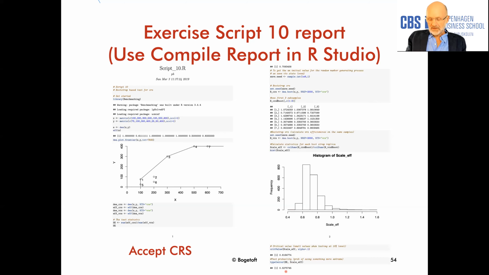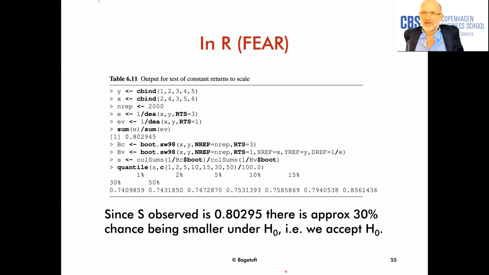I just want to say, because I referred to this alternative package called FEAR that you can acquire from Paul Wilson. Here we have another example. Yes, it's another example using FEAR, and you can see what the R code would look like if you install the package FEAR, and then you get, in this case, a score of 0.8, and the p-value is about 30%.